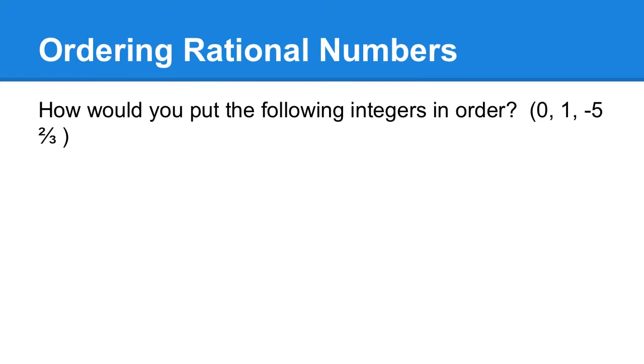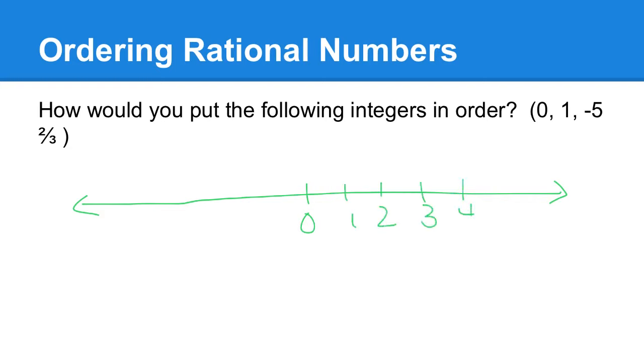All right, so we're going to use our number line to help us put integers in order. And as I'm looking at this, I see I forgot a comma. So we have the integers 0, 1, negative 5 and 2/3. So I'm going to draw a horizontal number line. I'm going to put 0 in the center. 1, 2, 3, 4, and 5. Negative 1, negative 2, negative 3, negative 4, and negative 5. And I'm simply going to graph them. So I have 0, I have 1, I have negative 5, and I have 2/3, which is about right there.